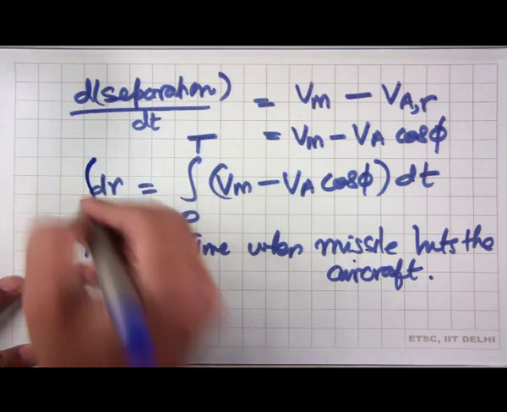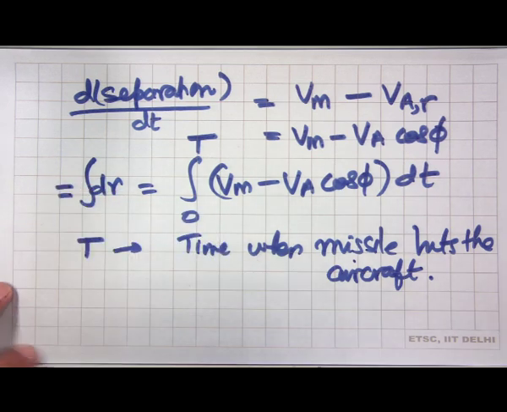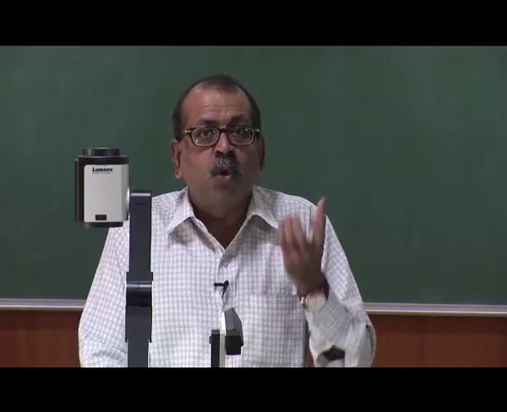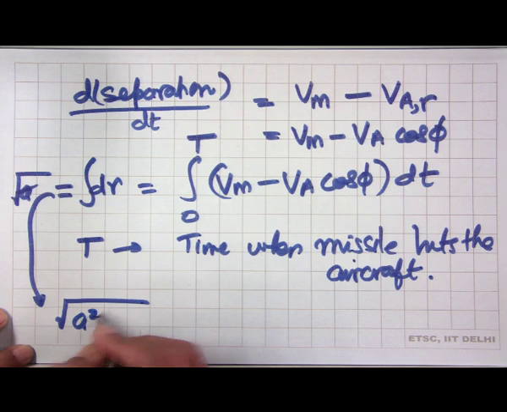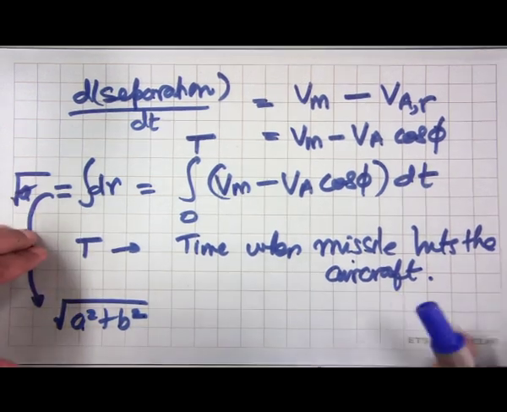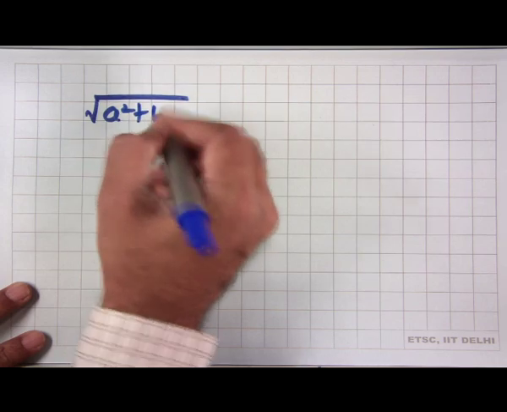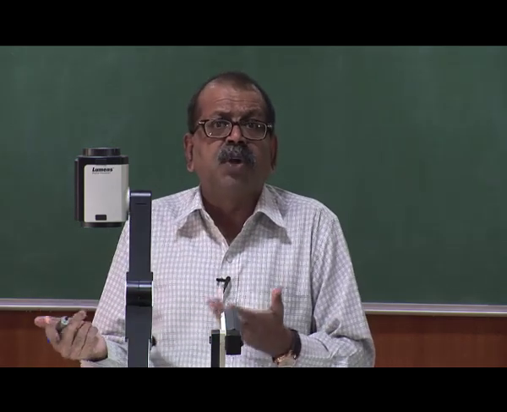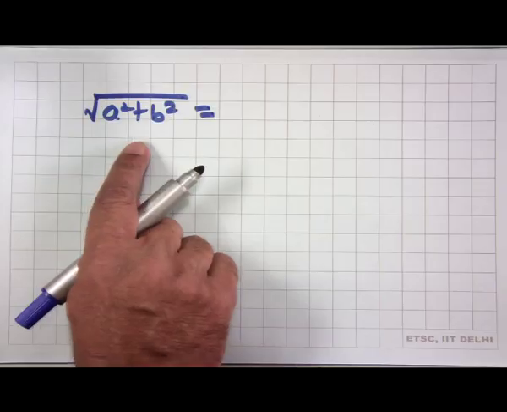And this dr, when I integrate, total is equal to the separation between these two, because this dr is nothing but the total separation which was there, and this separation is square root of a square plus b square. So, therefore, we get one equation: square root of a square plus b square was the separation which was initially there, and finally the separation becomes equal to 0. So, when we integrate dr, what we will get is square root of a square plus b square.